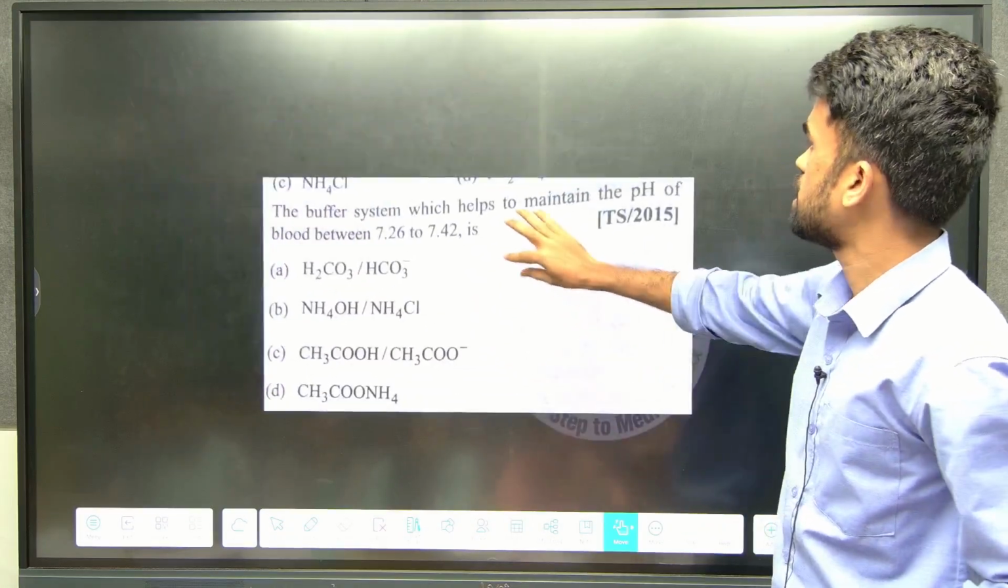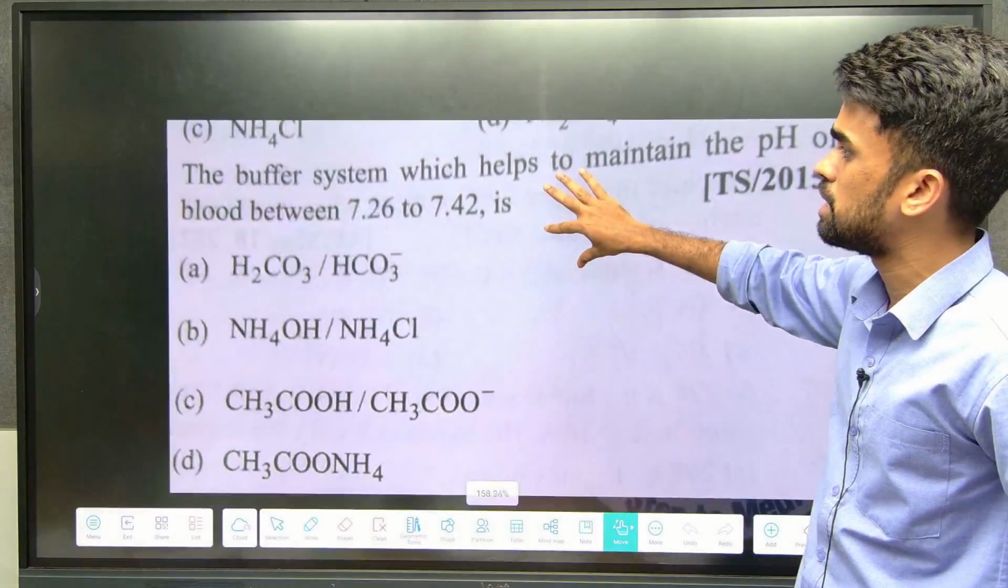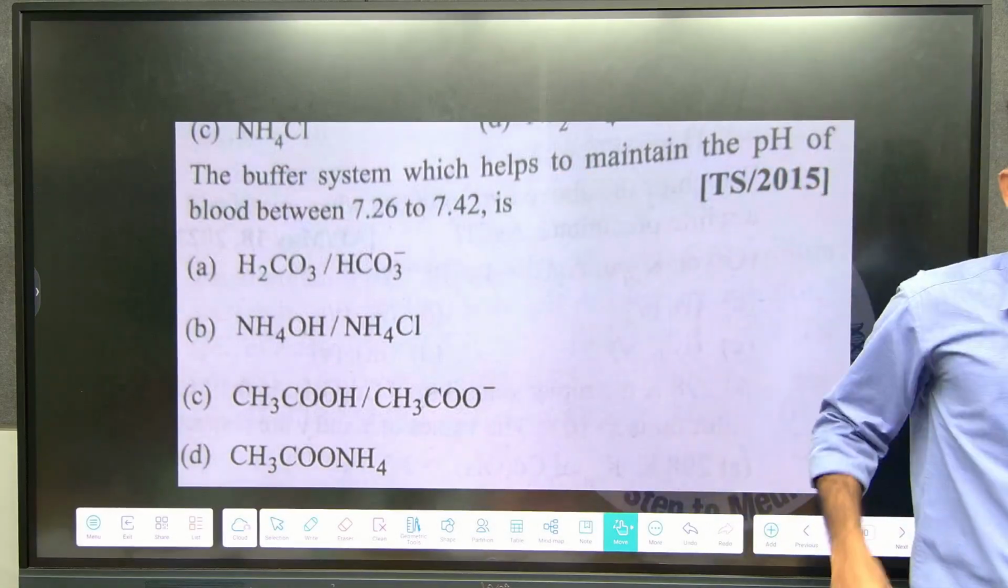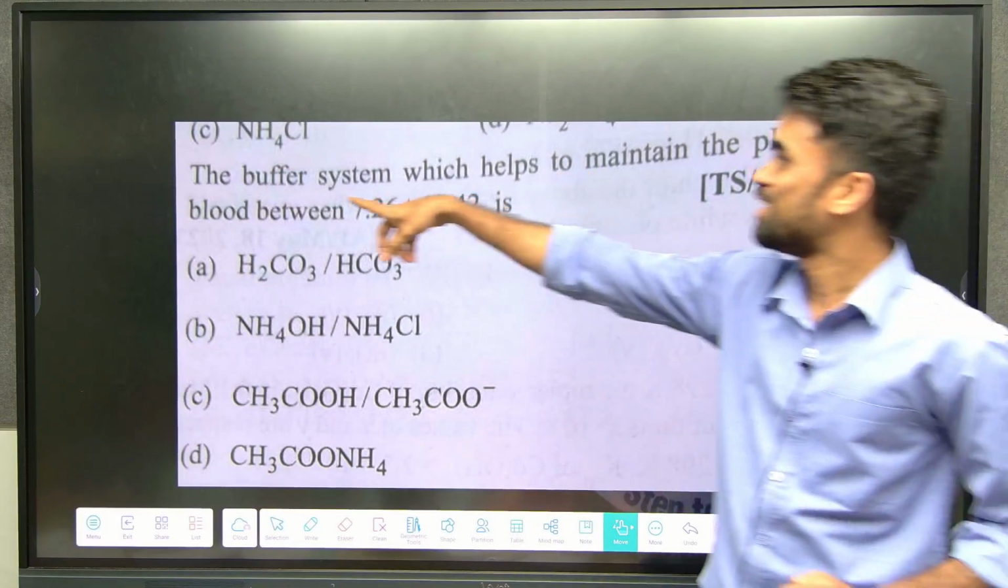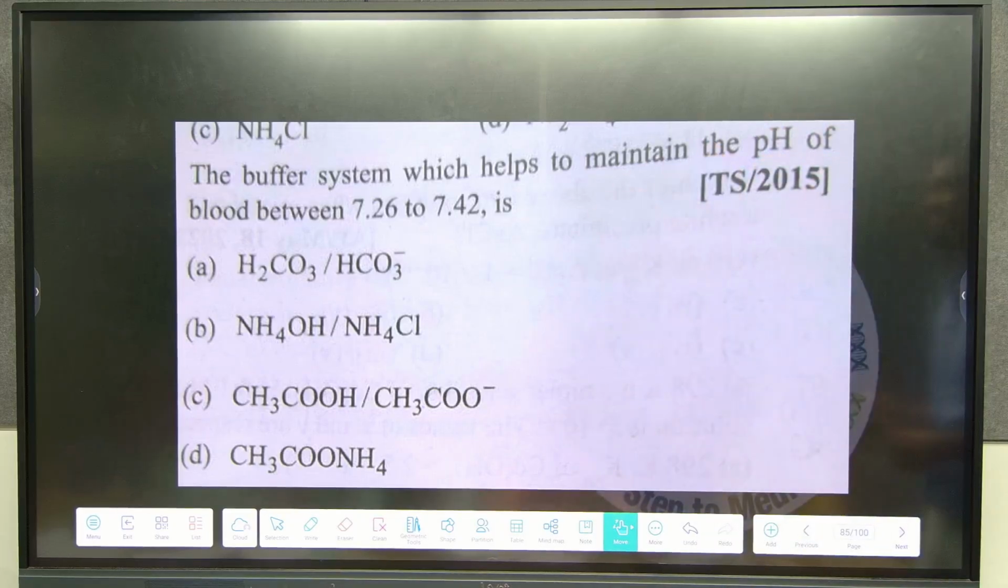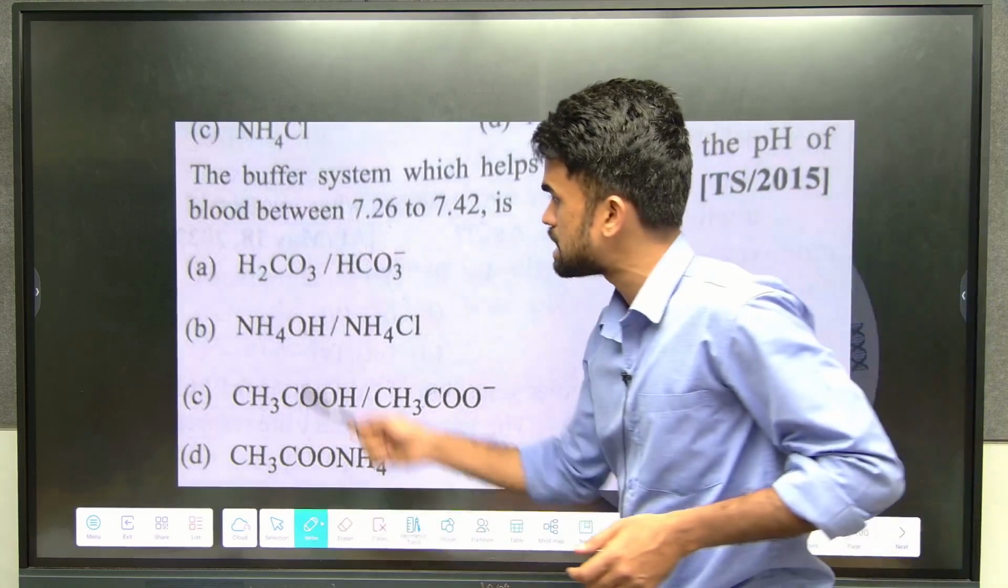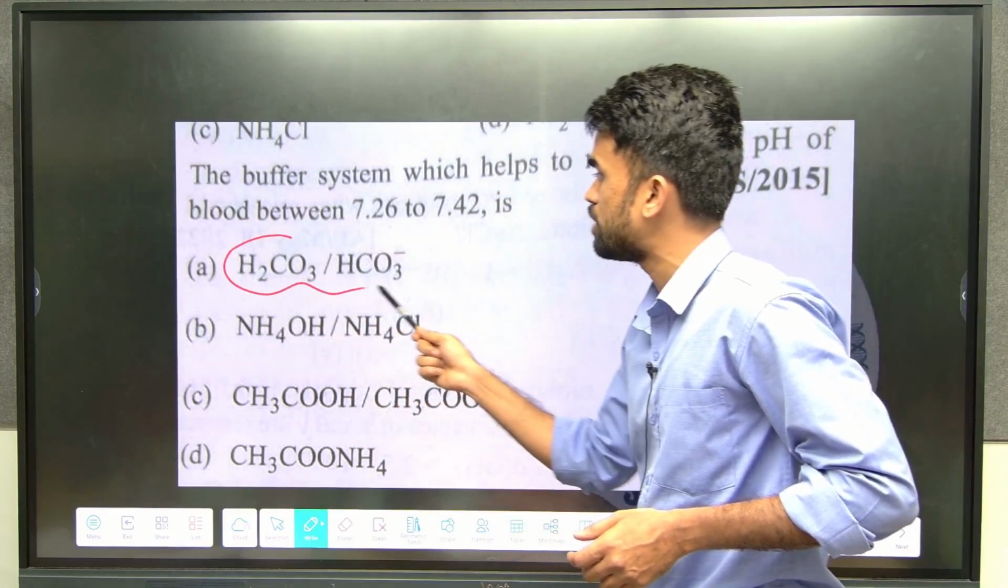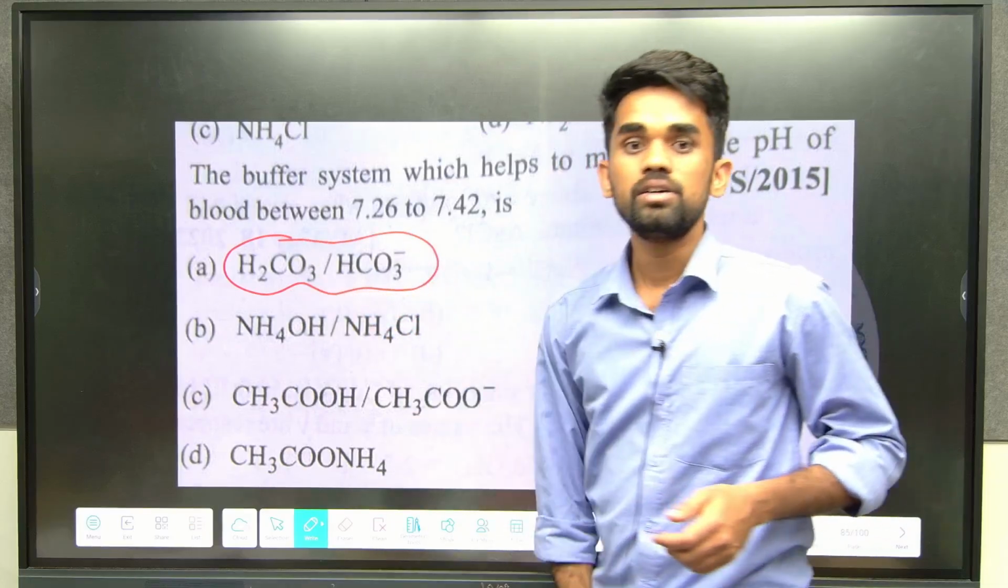See, I just now asked you a question about body fluid, pH of body fluids. Now read the question. The buffer solution system which helps to maintain pH of blood between 7.6 to 7.42. So what is it? So our body contains this buffer system. What is this? Carbonic acid and bicarbonate.